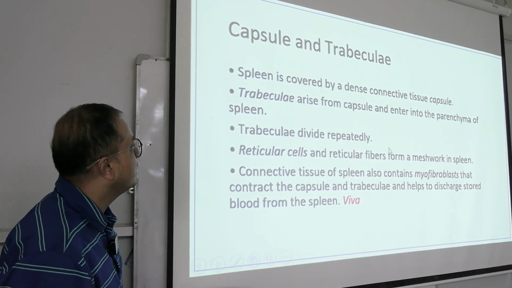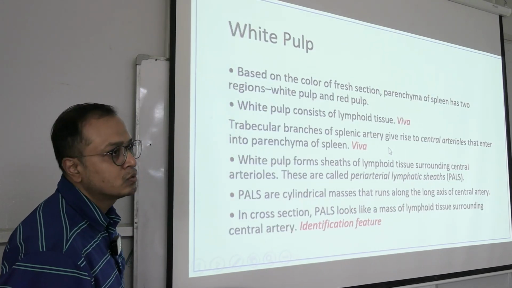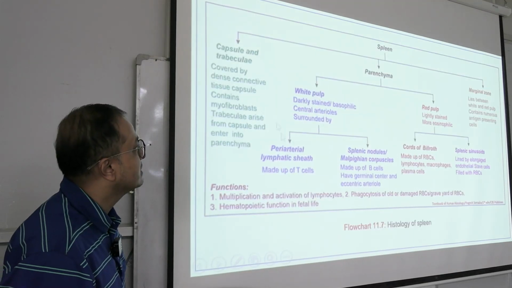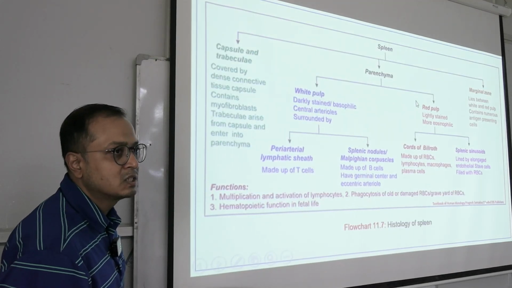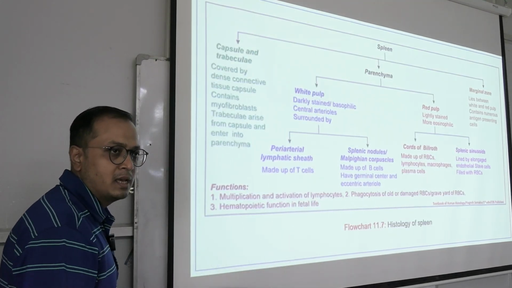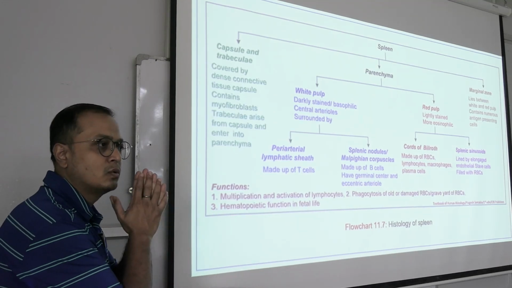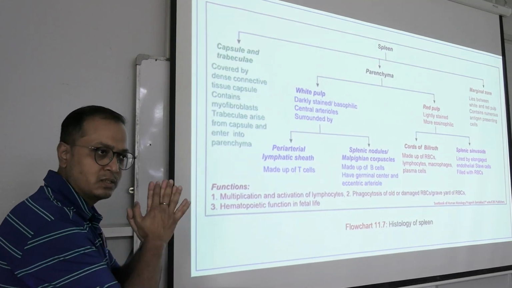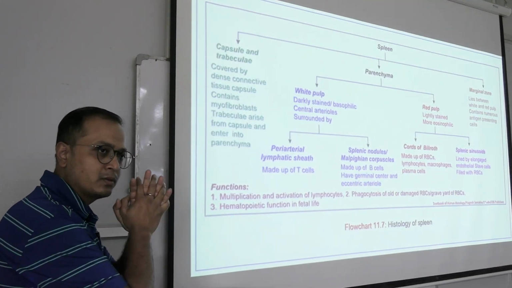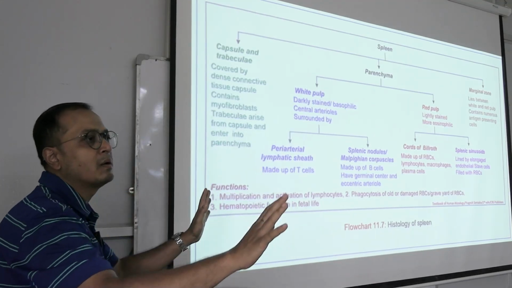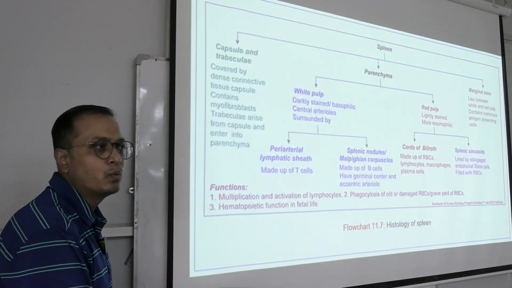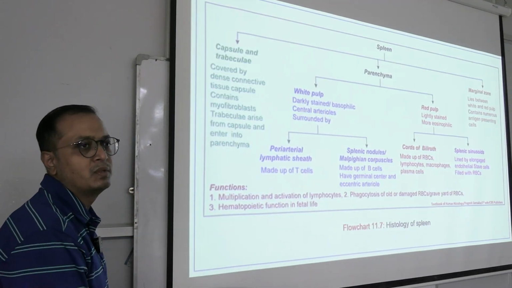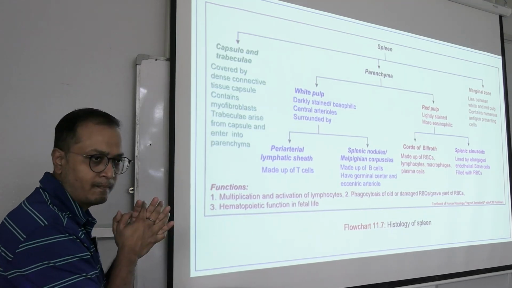Now the spleen is divided into two systems. The parenchyma of the spleen is split into two parts. One is known as red pulp, the other is known as white pulp. So what is red pulp, what is white pulp? This whole parenchyma is red, so we call it the red pulp of the spleen because of the high vascularity.